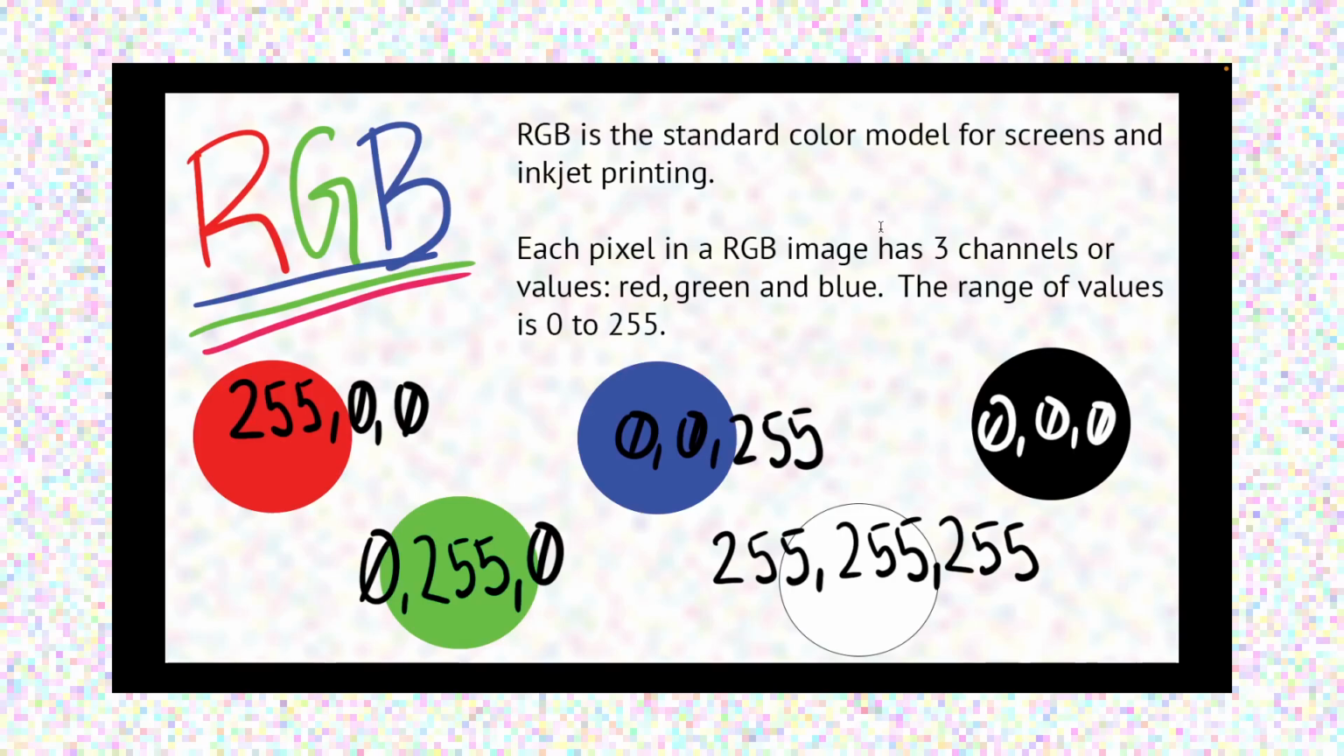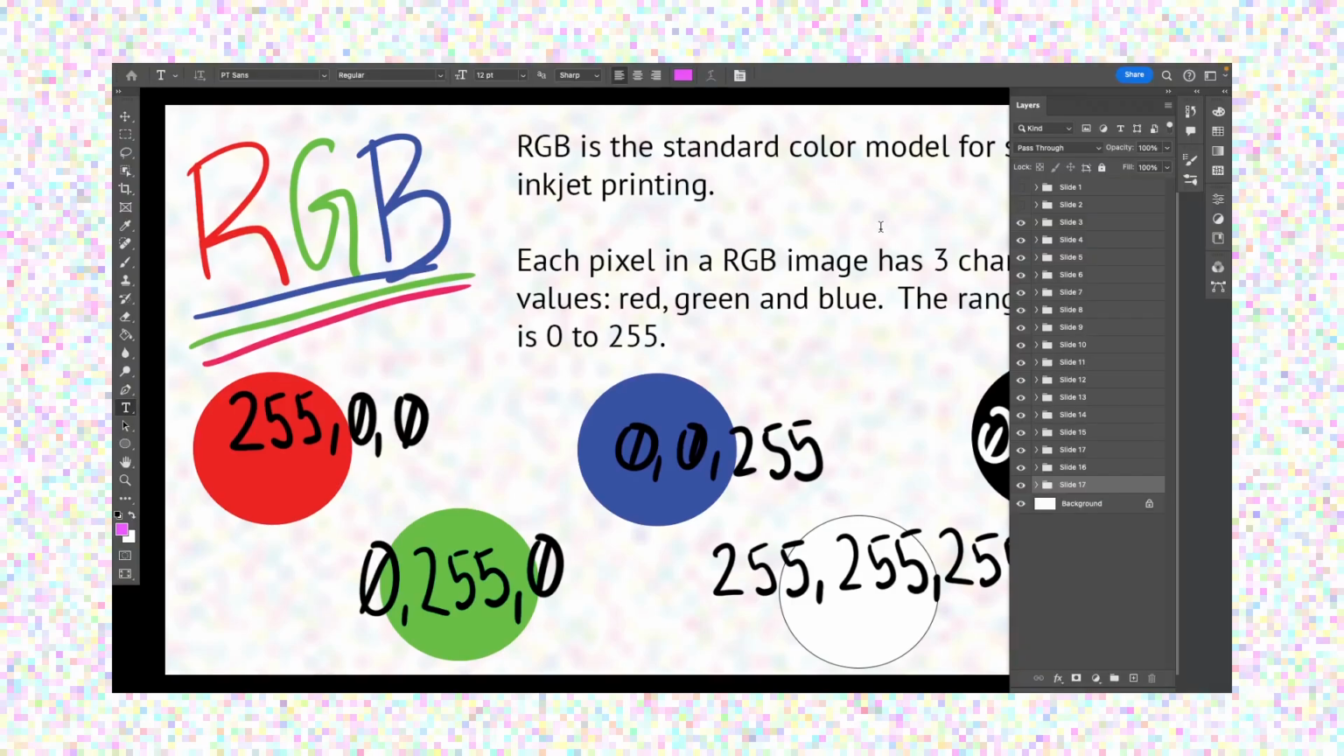And so we have 3 channels, red, green, and blue, and each channel or value is going to be in a range between 0 and 255, 0 being no light or no color, and 255 being full light or full color. And while we're in Photoshop, we can take a look at what these colors look like.